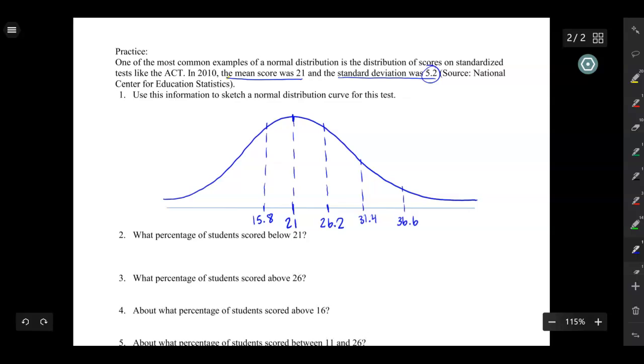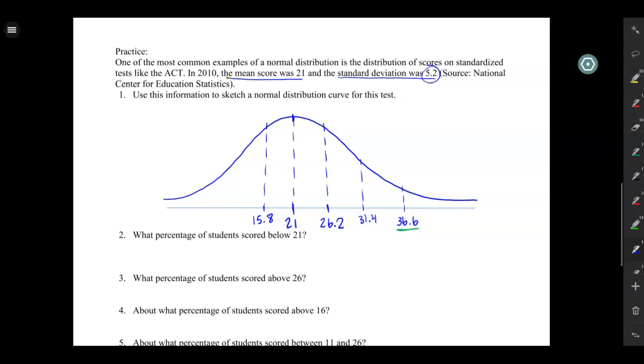Okay. Now, if you know anything about the ACT, you know that the max score you can get is a 36. So we're going to look at this number, 36.6. And we know that no one can actually ever score 36.6. This is an important thing to know about normal curves. They are just approximating our data set. They're never a perfect match.